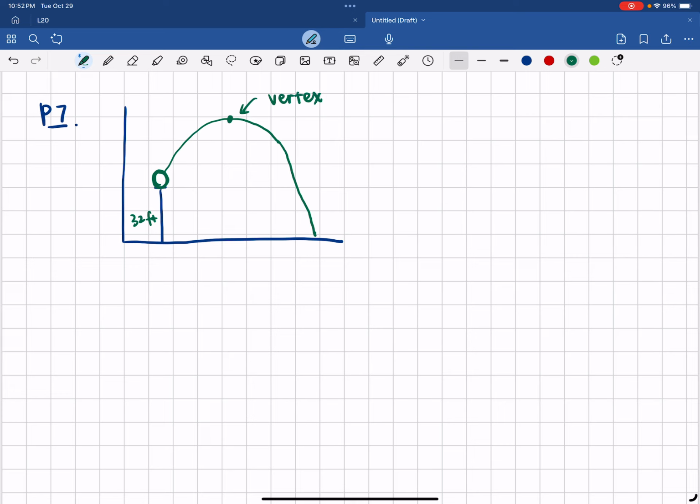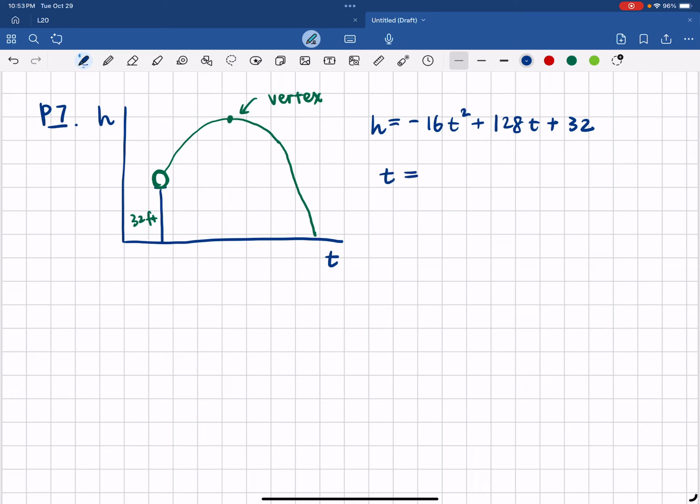And we do know the equation of this parabola. The equation is h equals negative 16t squared plus 128t plus 32. So all you need to do is use the formula for the vertex. The vertex has a formula of x equals negative b over 2a. But in this case, our x is t. That's the variable that you see on the right-hand side. And the vertical axis is height, which is h. So we're looking at the vertex at t.